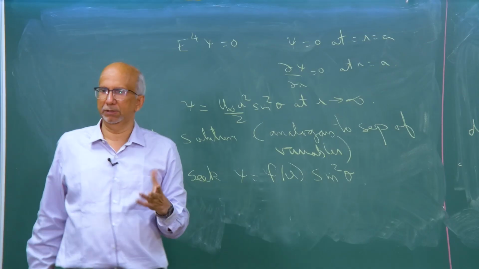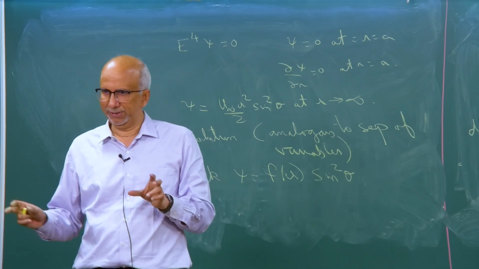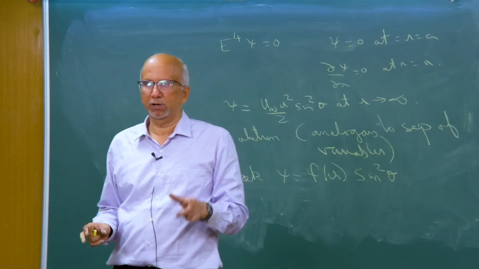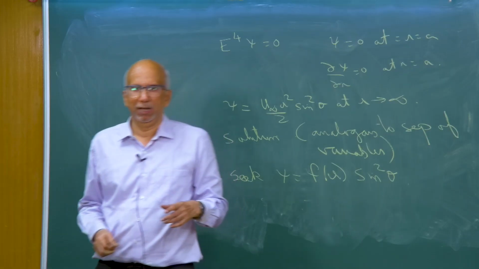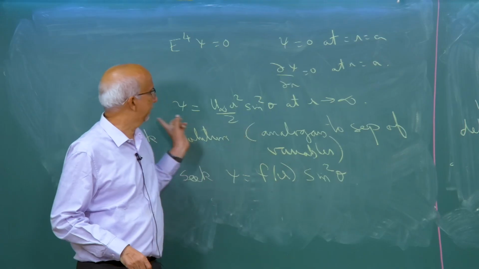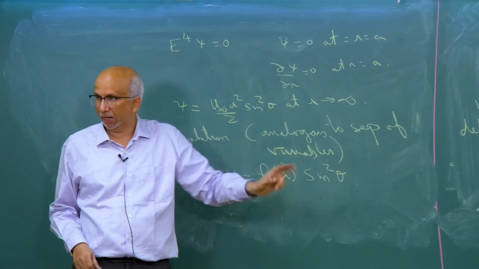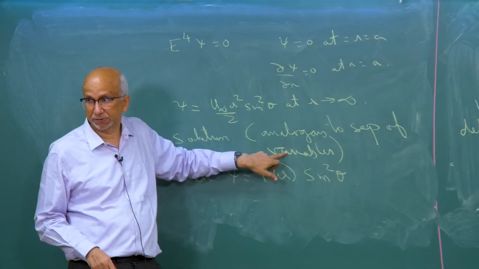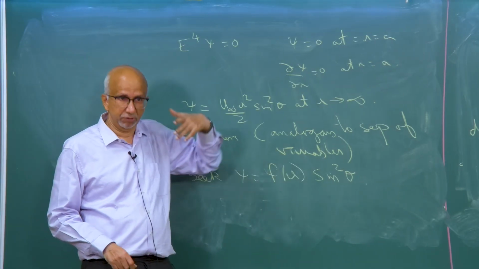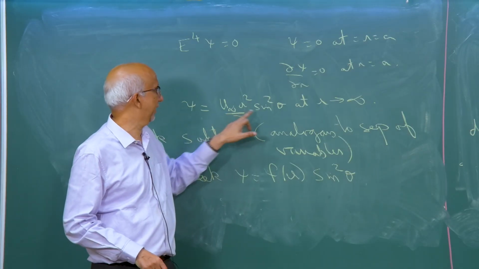So, I have separated the variables, I have separated the r dependency and the theta dependency. What is the motivation, what is the logic? By choosing this for some function multiplied by sin squared theta, the motivation is coming from this, because far away my psi has to behave like this. As r goes to infinity, my psi has to behave as U infinity r squared sin squared theta by 2.